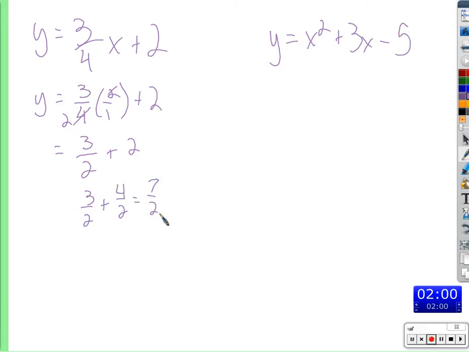We could be done, or we could say that that would be 3 and a half. Is that what you got, 4 and a half? 3 and a half. Of course you got 3 and a half. That would be correct.